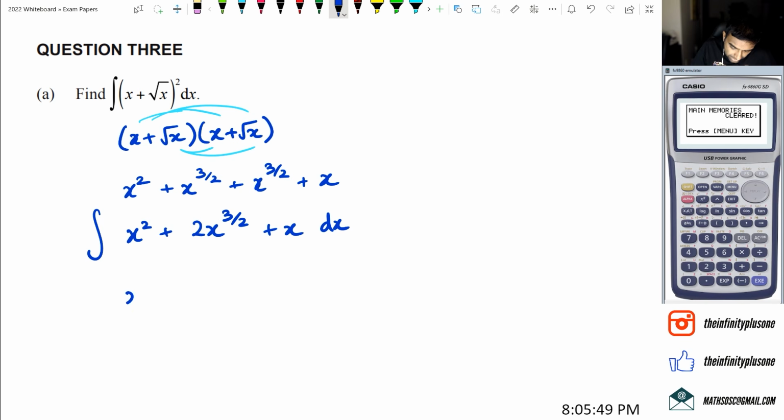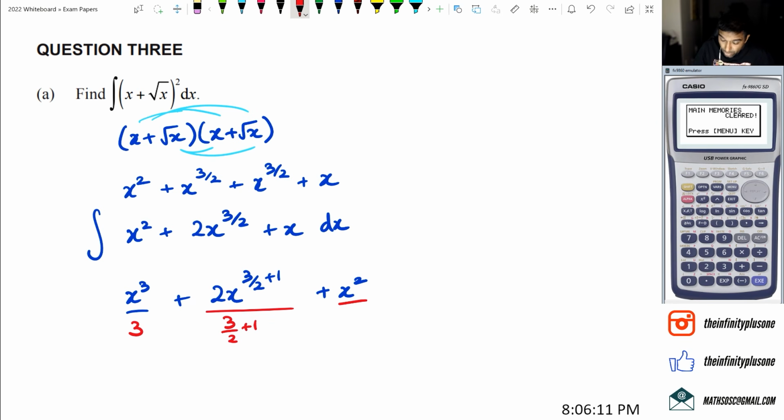x squared integrates to x cubed over 3, plus 2x to the power of 3 over 2 plus 1. And of course, that's going to get divided by the new power, which is 3 over 2 plus 1. Of course, I've got to put that 3 here. And of course, we've got plus x squared and the new power divided. So we've got to divide by the new power, which is going to be 2, and plus c.